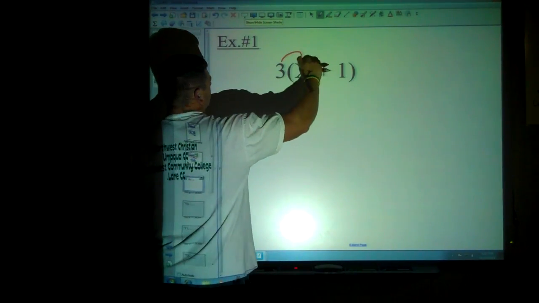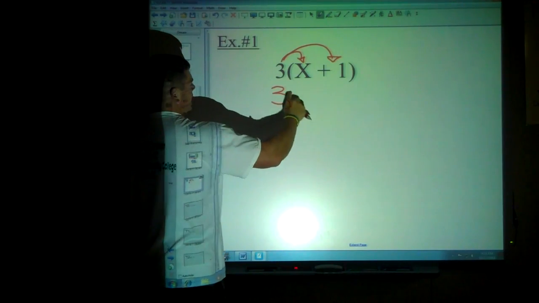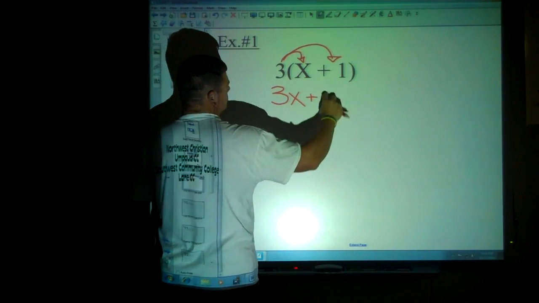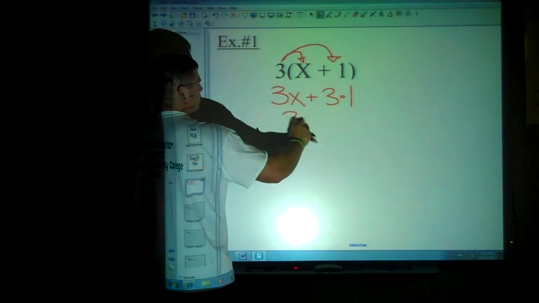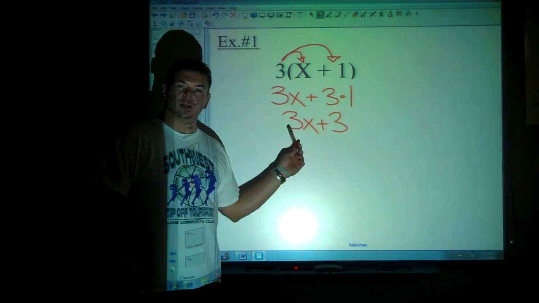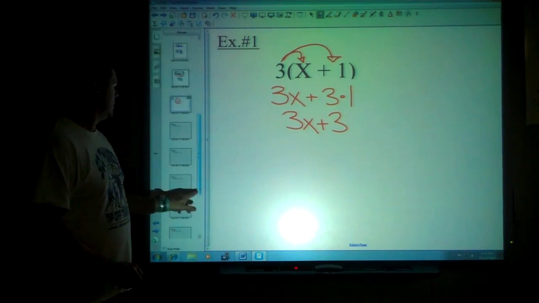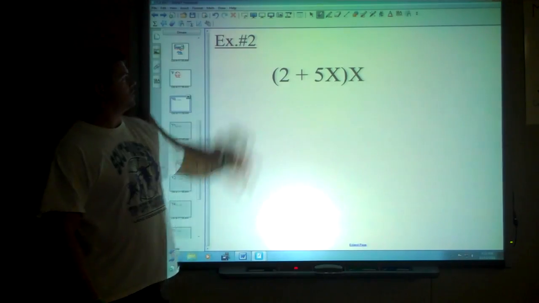I can't actually add x and 1, so let's multiply. I've got to multiply by both. 3 times x makes 3x, and 3 times 1 makes 3. So 3x plus 3 is my final answer. Don't accidentally write 6x. These are not like parts. You can't go any further than that. Right? We're just going to do as many of these as we can.